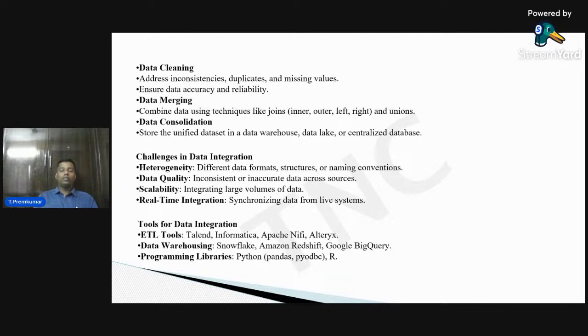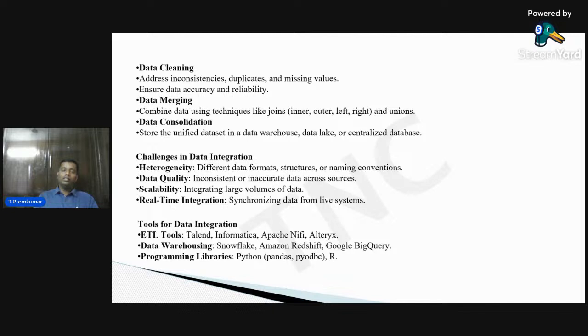Consolidated data is going to be a unified data set, and it can be stored in a data warehouse, data lakes, or centralized databases. So this is how we can go for data consolidation.